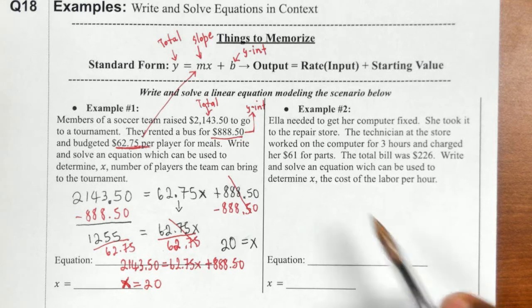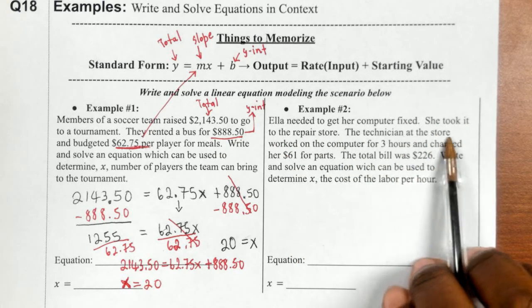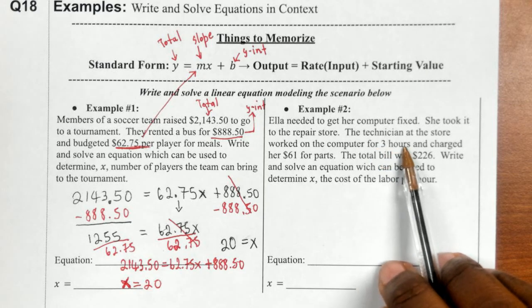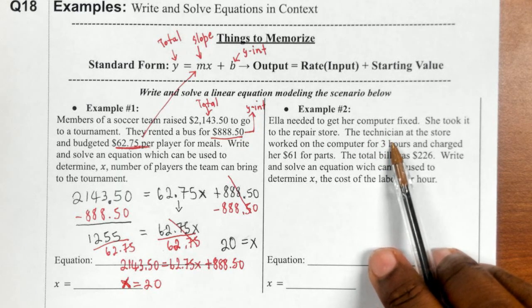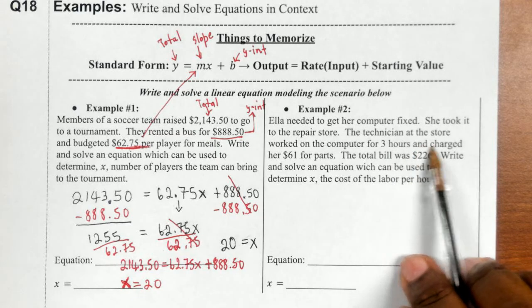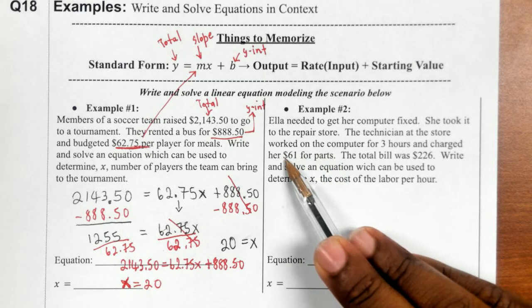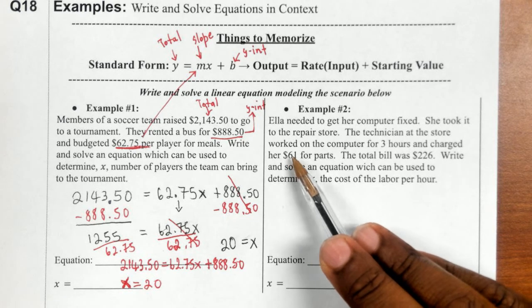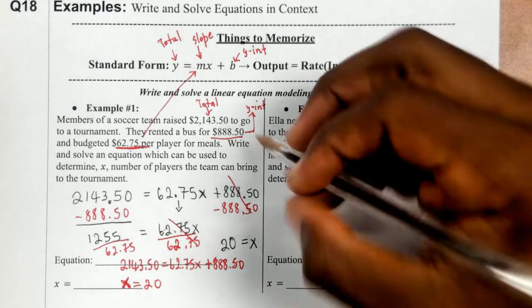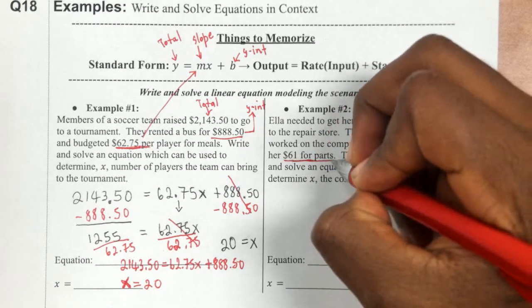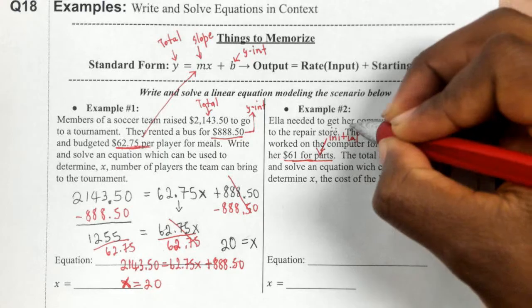Let's do the next question. It says Ella needed to get her computer fixed. She took it to the repair store. The technician at the store worked on the computer for 3 hours. So 3 hours would technically be the amount of time they're spending as they're working on that computer, and charged her $61 for parts. This one should be obvious that it's the y-intercept, because she's not going to spend any more than $61 as the person spends more time, because this is the amount she's spending only once for the parts. So this 61 represents your initial or starting value.